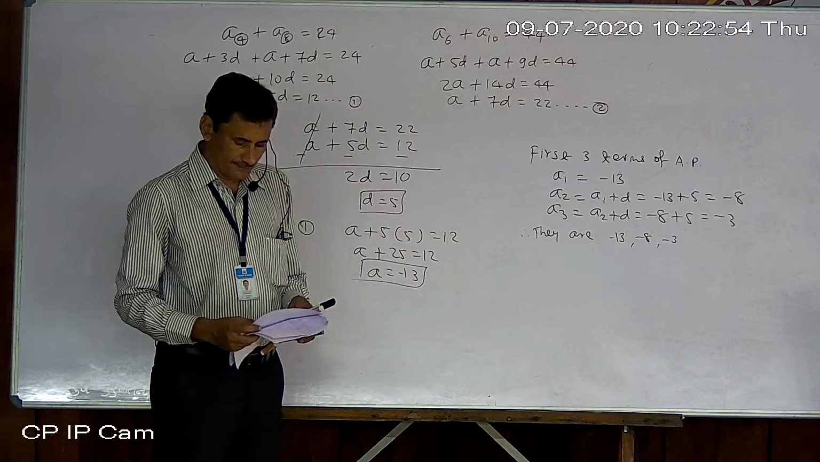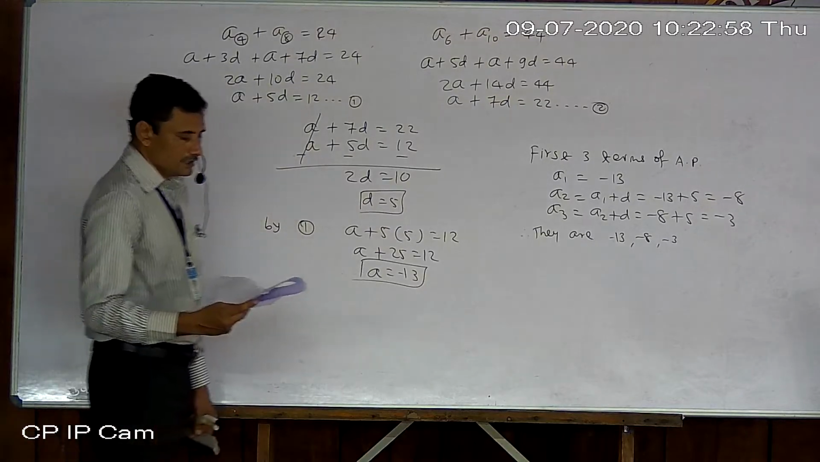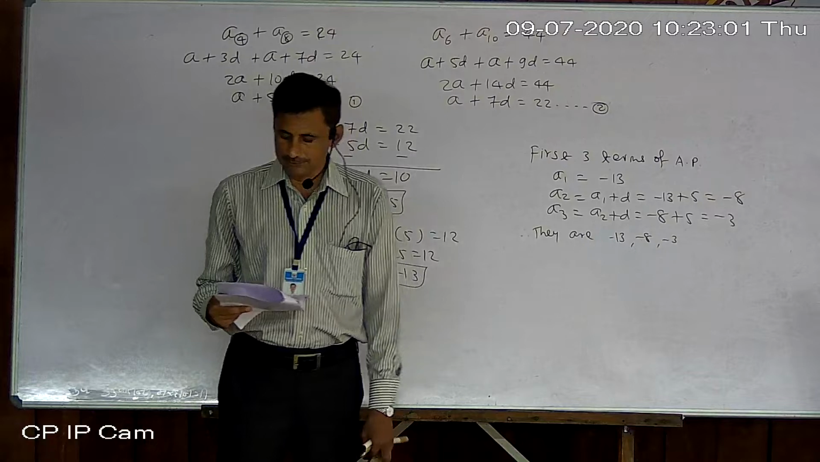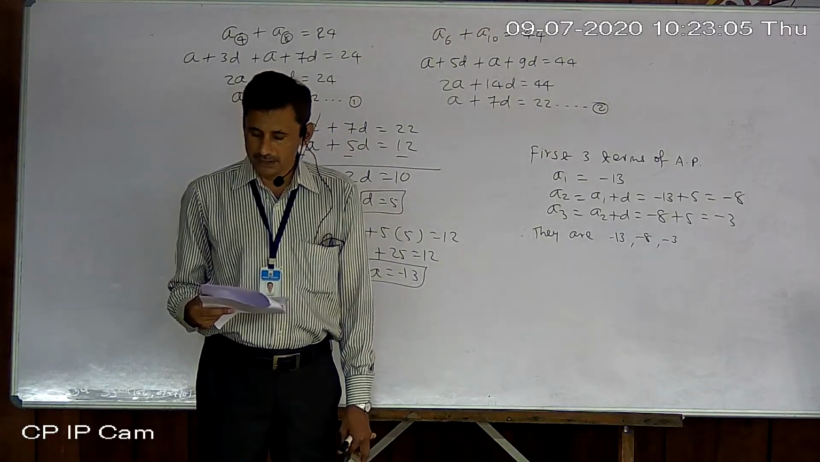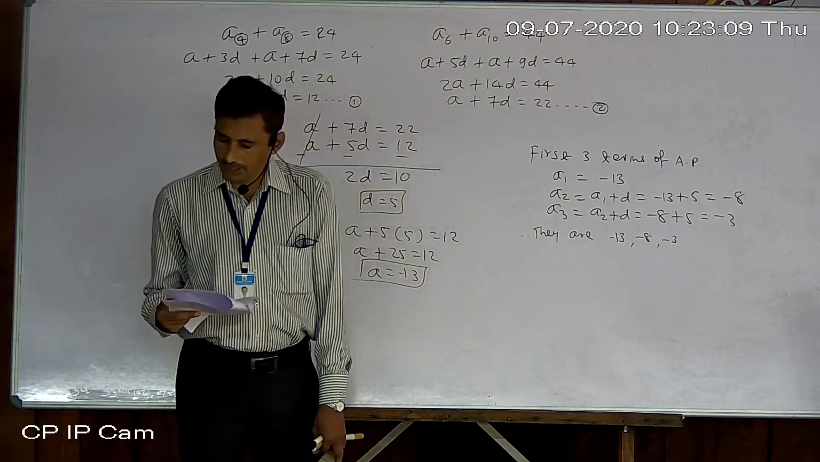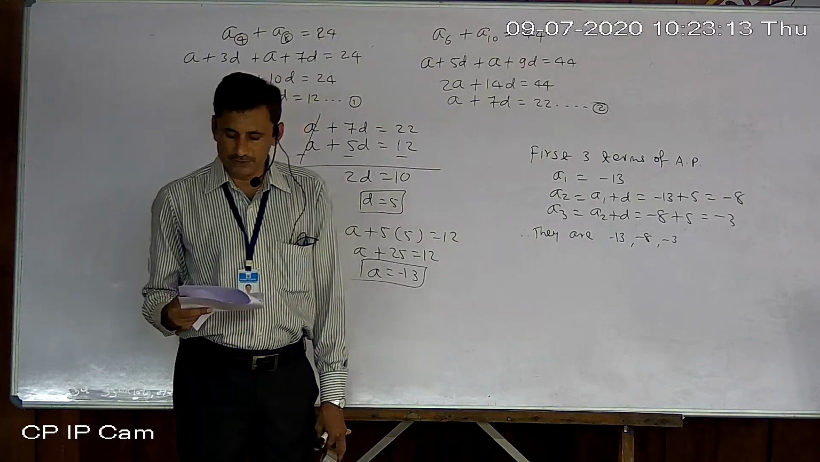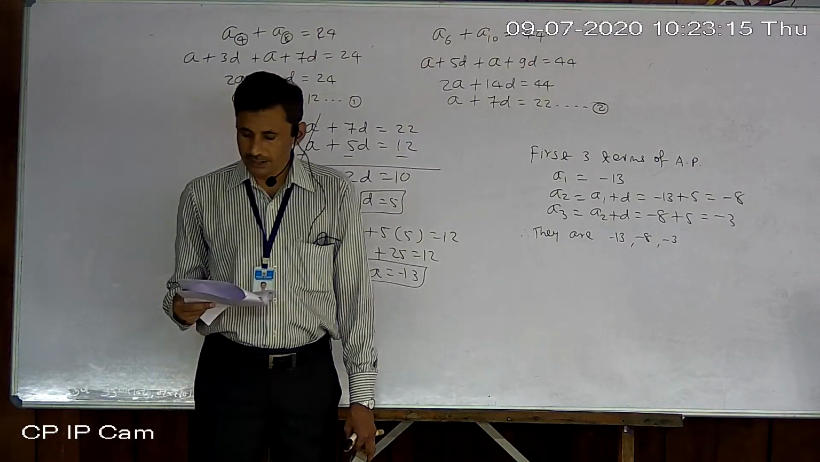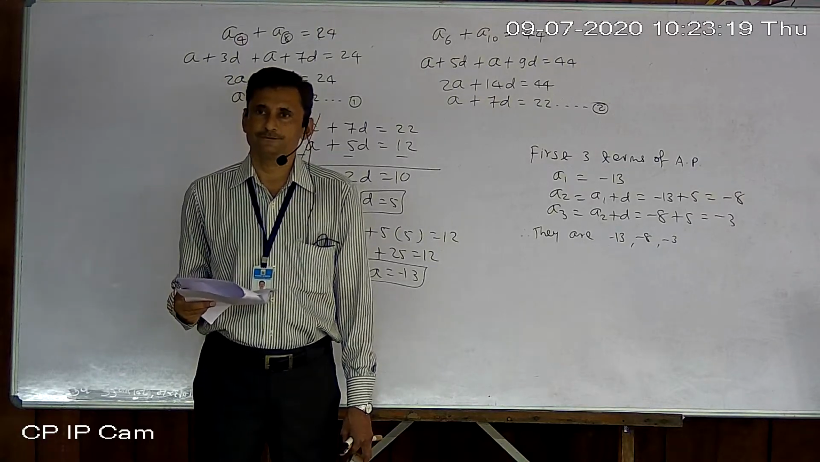So this is the 18. Now look at number 19. Subbarao started work in 1995 at an annual salary of rupees 5,000 and received an increment of rupees 200 each year. In which year did his income reach rupees 7,000?